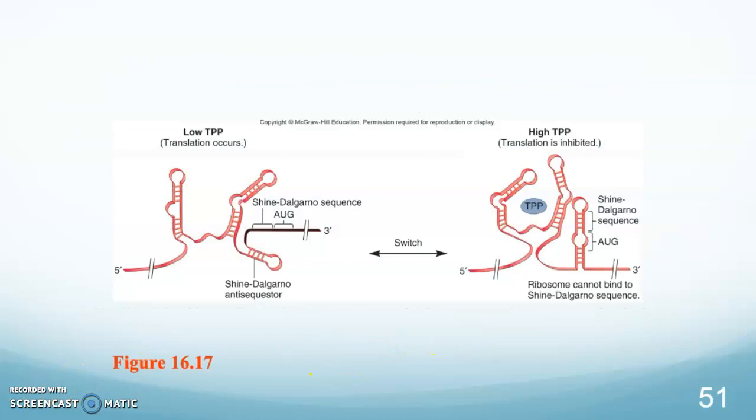So this is a picture of what this looks like. So low TPP, we have the 5' end of our mRNA, we come around and we have the Shine-Dalgarno sequence followed by the start codon that are exposed. These then can be accessed and bound to the small subunit of the ribosome, and translation can occur. However, if we have high levels of TPP, it changes the conformation, and what ends up happening is we get a stem loop with the Shine-Dalgarno and start sequence. This is no longer available to bind to the small subunit of the ribosome, and therefore translation would not occur. It would be inhibited.